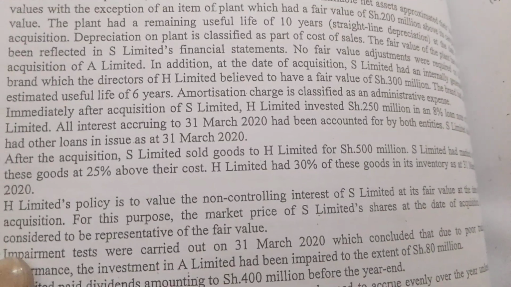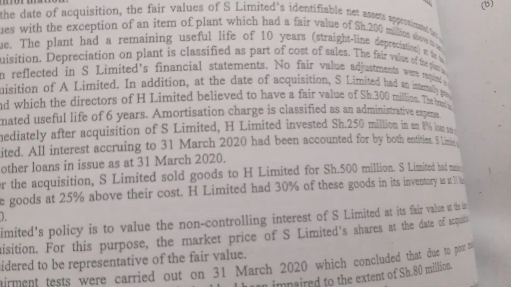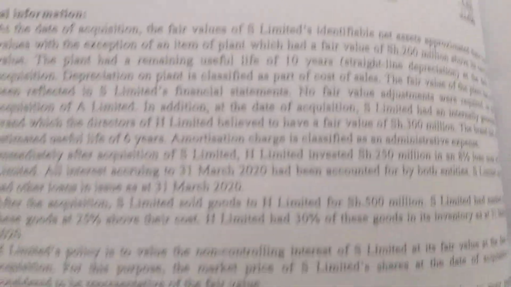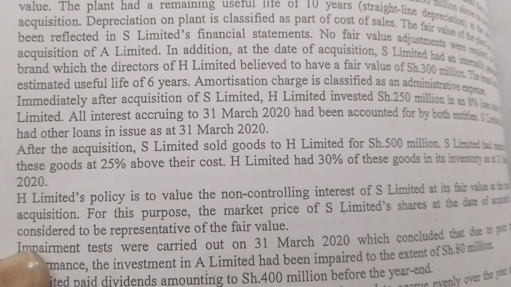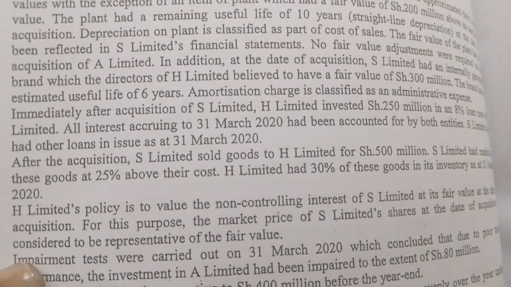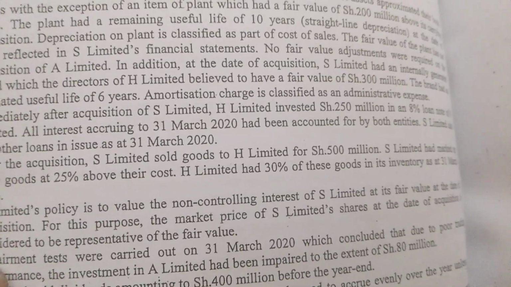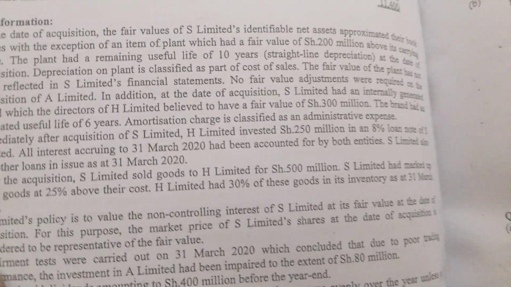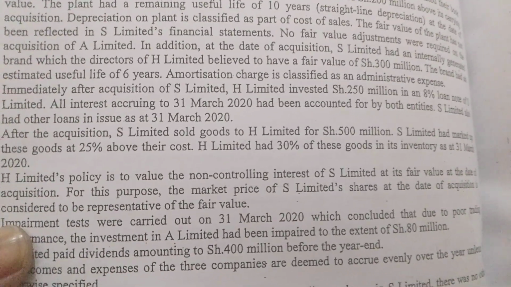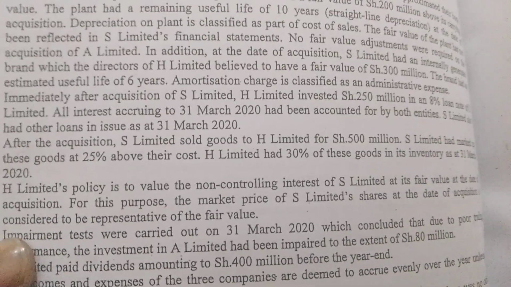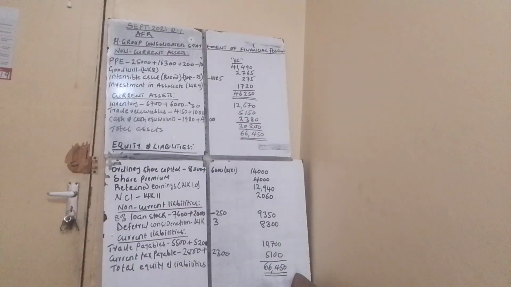In addition, at the date of acquisition, S Limited had an internally generated brand which the directors of H Limited believed to have a fair value of shillings 300 million. The brand had an estimated useful life of 6 years. Amortization charge is classified as an administrative expense. So that will be going to administrative expense. But let me show you the workings for that.